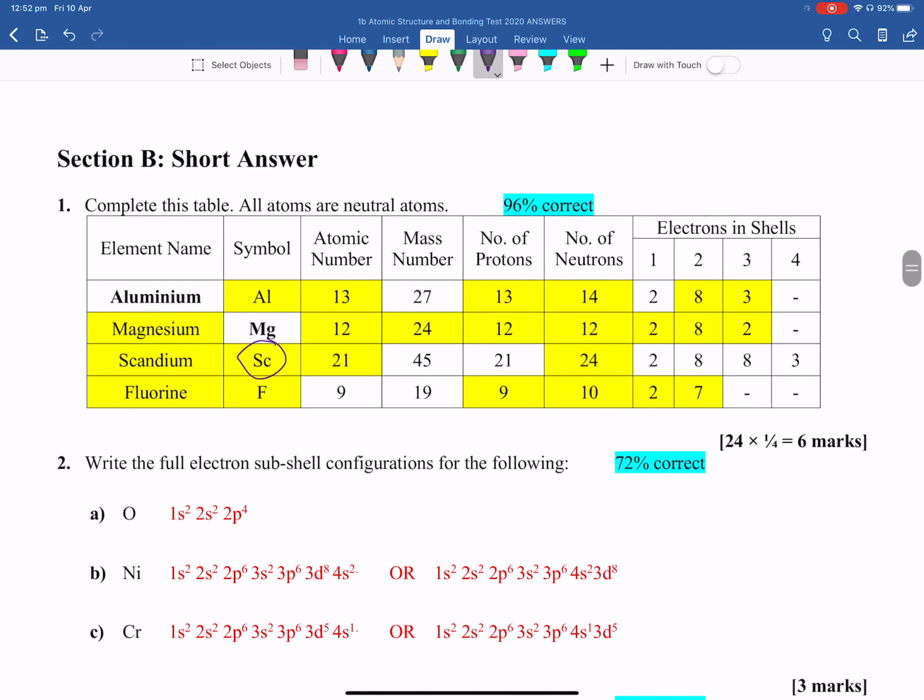So quite a few people wrote Se, and I know that it was probably just your C with a little bit of a flourish, but you've got to be careful because Se is actually another element called selenium, and so therefore I couldn't give you the mark, even though I could tell what you were trying to say. That doesn't count.